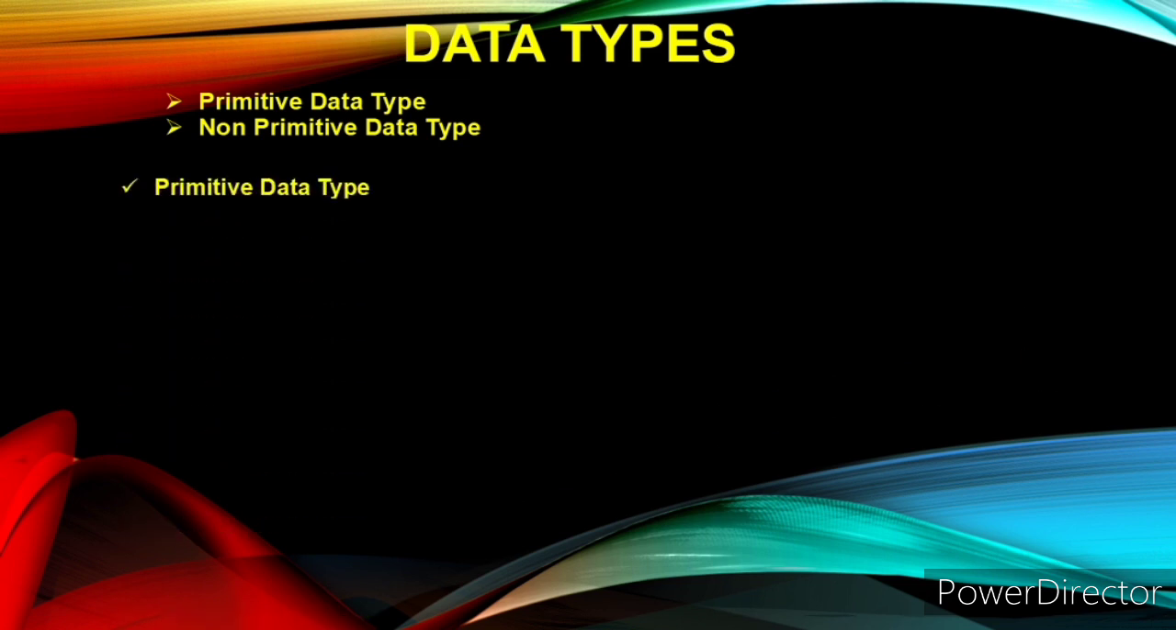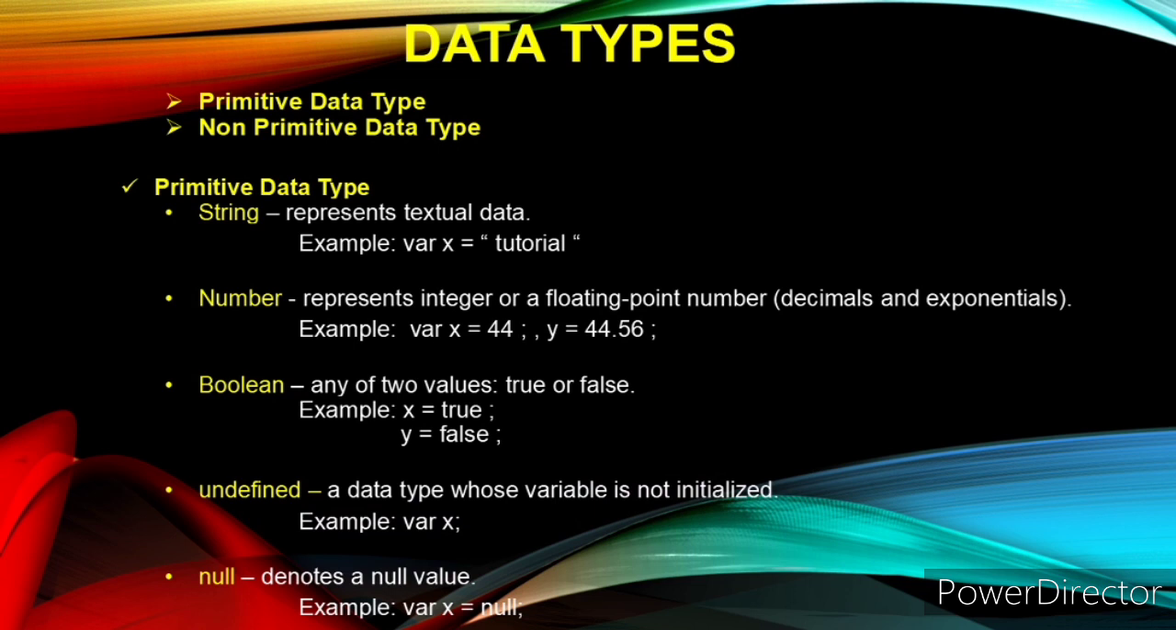Under primitive data type are: 1. String represents textual data, can contain groups of characters as a single value. It is represented in double quotes. 2. Number represents an integer or a floating point number, decimals and exponentials. 3. Boolean, any of two values, true or false. It is easier to think of it as a yes or no switch.